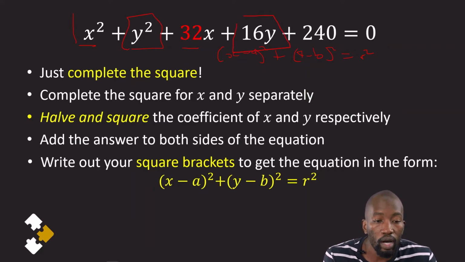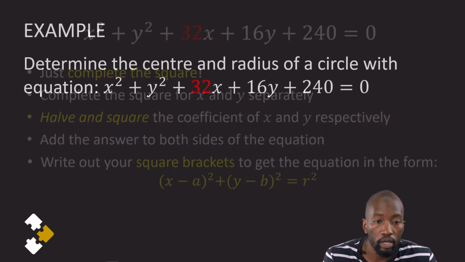Then we have to halve and square. So we have to halve what? The coefficient of x and y respectively. If we're starting with x, we'll take the coefficient of x, which is 32, divided by 2, and then square it. Then we add the answer to both sides of the equation. Write out your square brackets to get the equation in the form (x minus a) squared plus (y minus b) squared is equal to r squared. Now let's quickly do that.